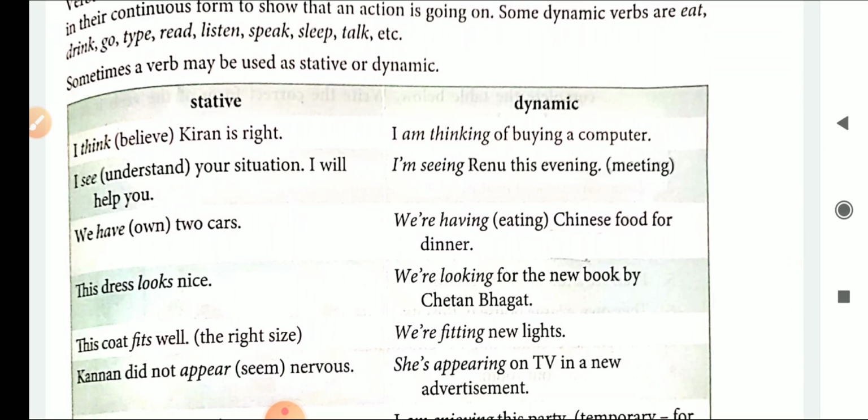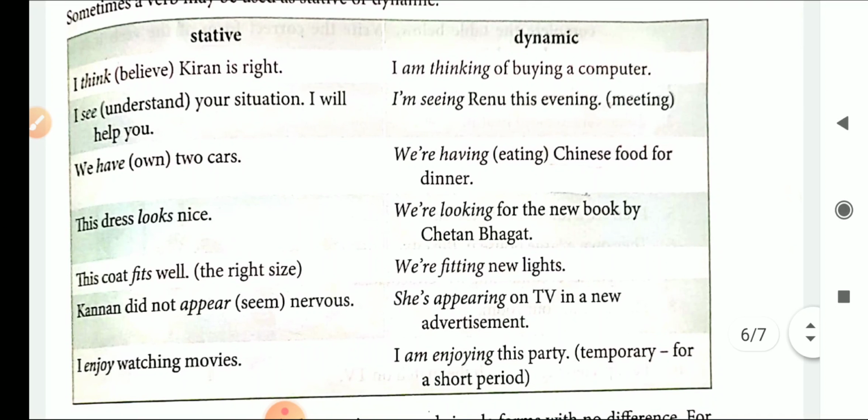In the above section we saw that think is a perceptive verb and should not be used in present continuous. But here, "I am thinking" is present continuous. So here the stative verb think is used as a dynamic verb. That's the exception. "I see", but the meaning is "I understand your situation." I will help. I will help you.